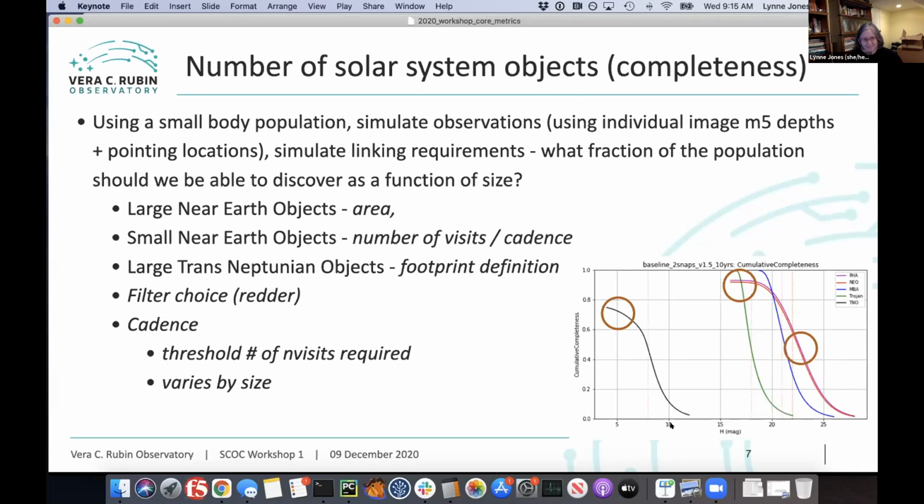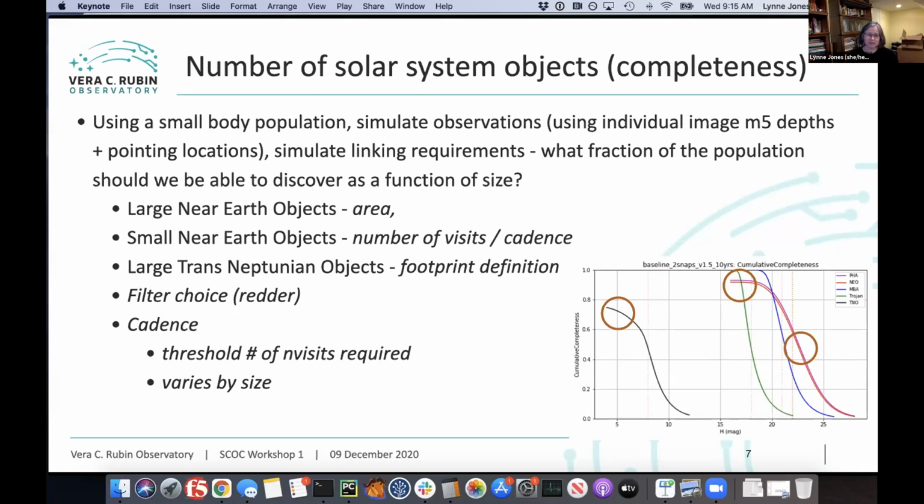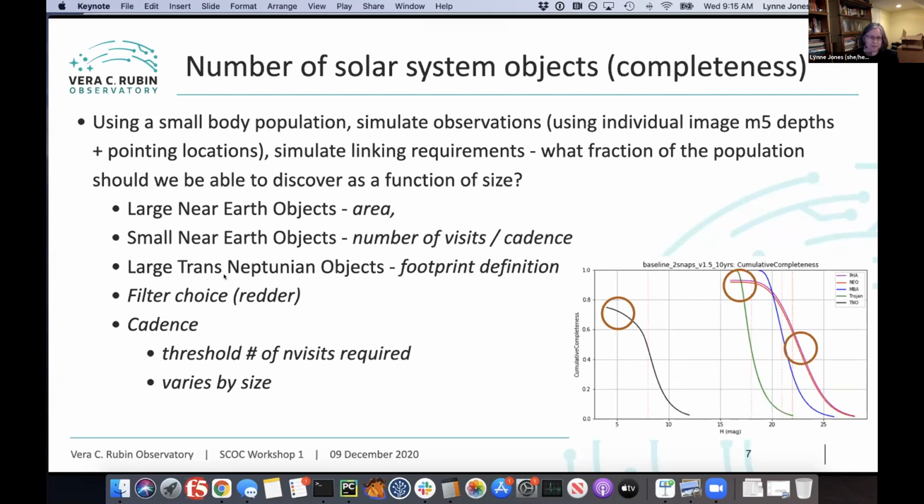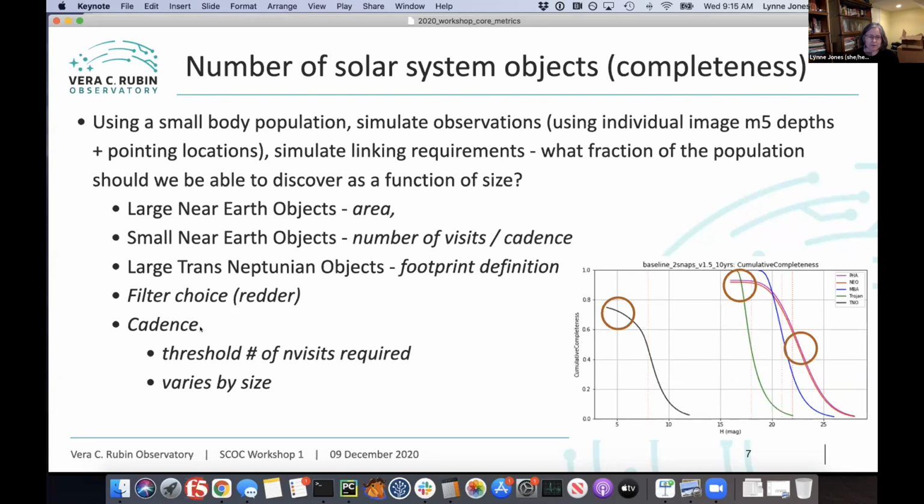Over here is where we have the large trans-Neptunian objects. Because these are distributed over a much more limited amount of sky, the primary driver here is the footprint definition. In particular, if we don't get the northern ecliptic spur, the completeness for these objects drops by over 30%. After the footprint definition, the area and number of visits, things like the filter choice are important. The solar system objects prefer redder filters. The cadence is obviously always important.